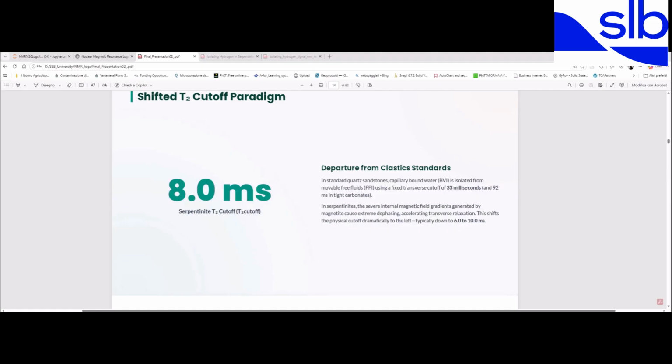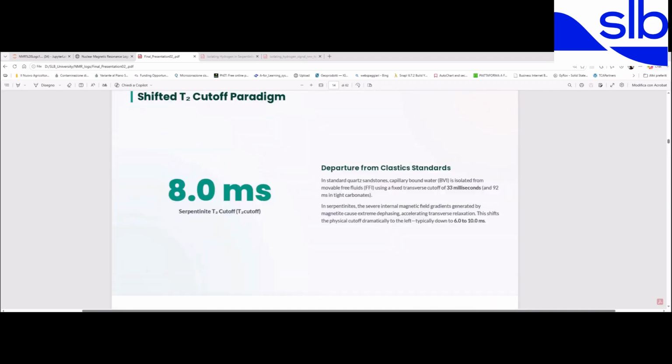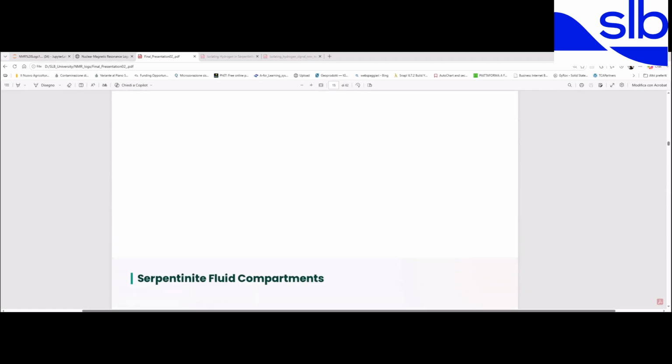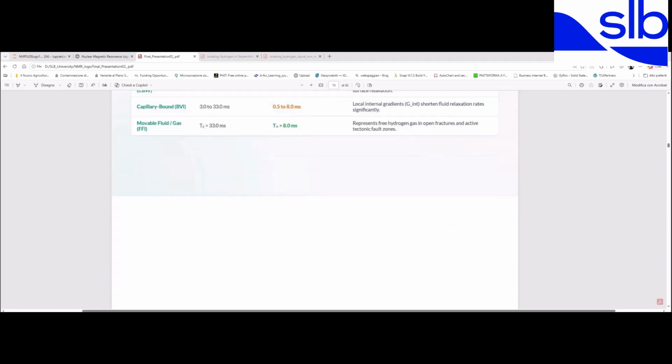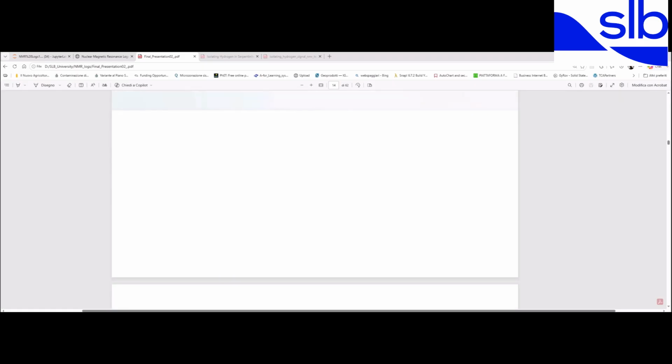T2 cutoff is essential, using a fixed transfer cutoff of 33 milliseconds in tight carbonates. In serpentinite, I have a typical cutoff of 6 to 10 milliseconds, and it underlines the time in which rocks have no magnetization after the induction.